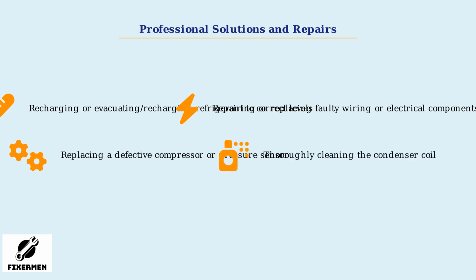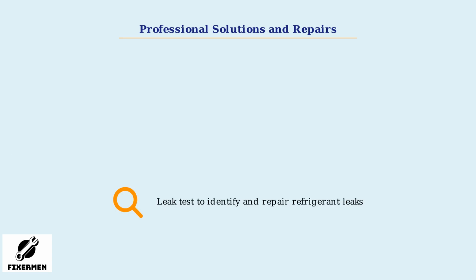Dirt and debris buildup on the condenser coil can trigger E3 errors. Professional cleaning removes these obstructions to improve heat exchange and prevent future issues. In some cases, a comprehensive leak test is performed to detect any refrigerant leaks. Once identified, these leaks are repaired to prevent loss of refrigerant and ensure system efficiency.